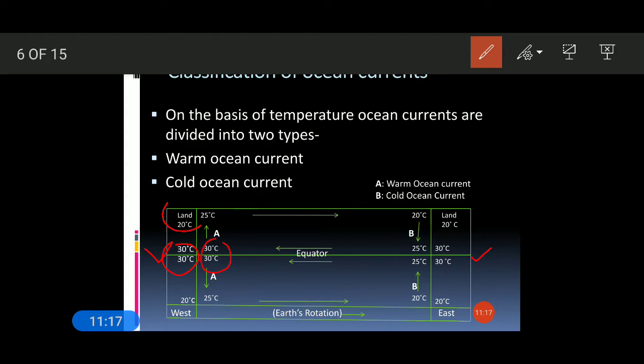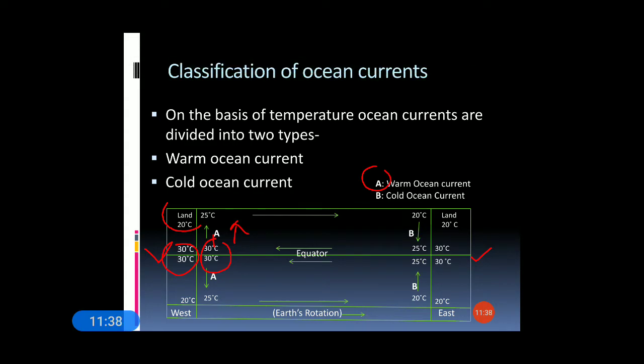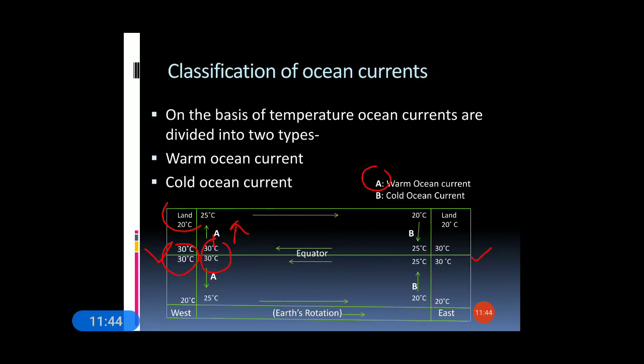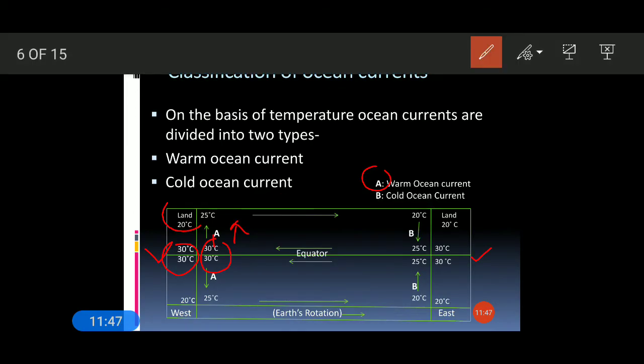Let me talk about the warm current first, which is marked with A. So here the warm ocean currents, when it is at the equator, will try to move towards the poles. Now let us consider this as 45-degree latitude, and this as 45-degree latitude. Let us discuss only the northern hemisphere first.